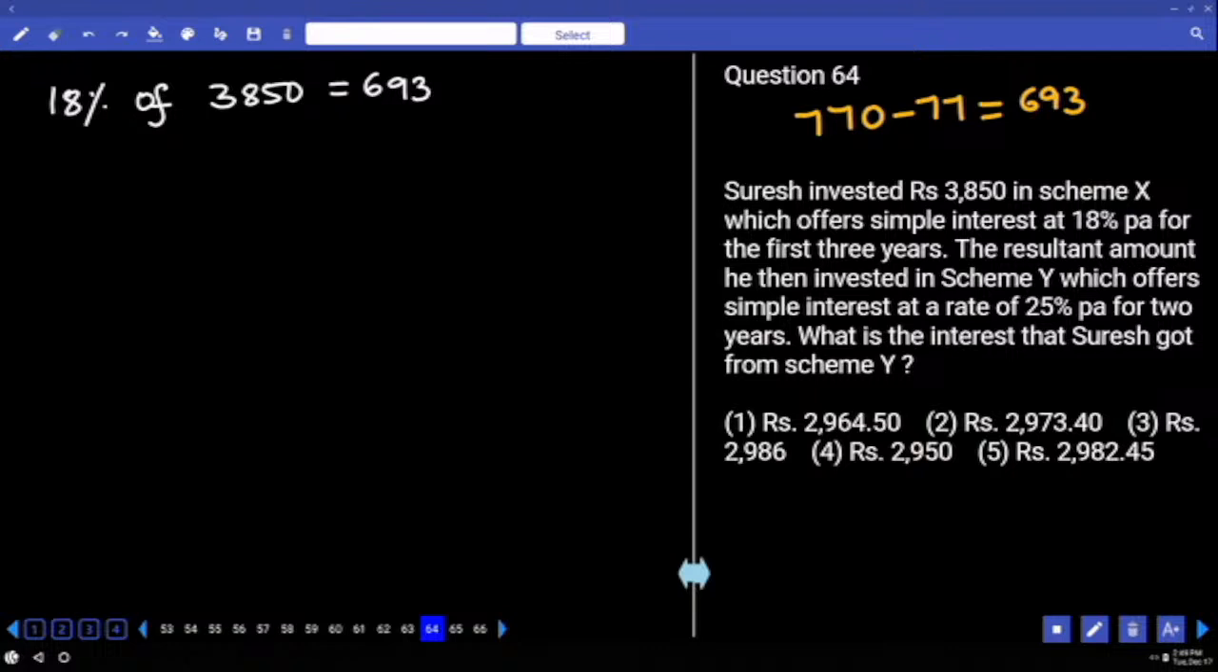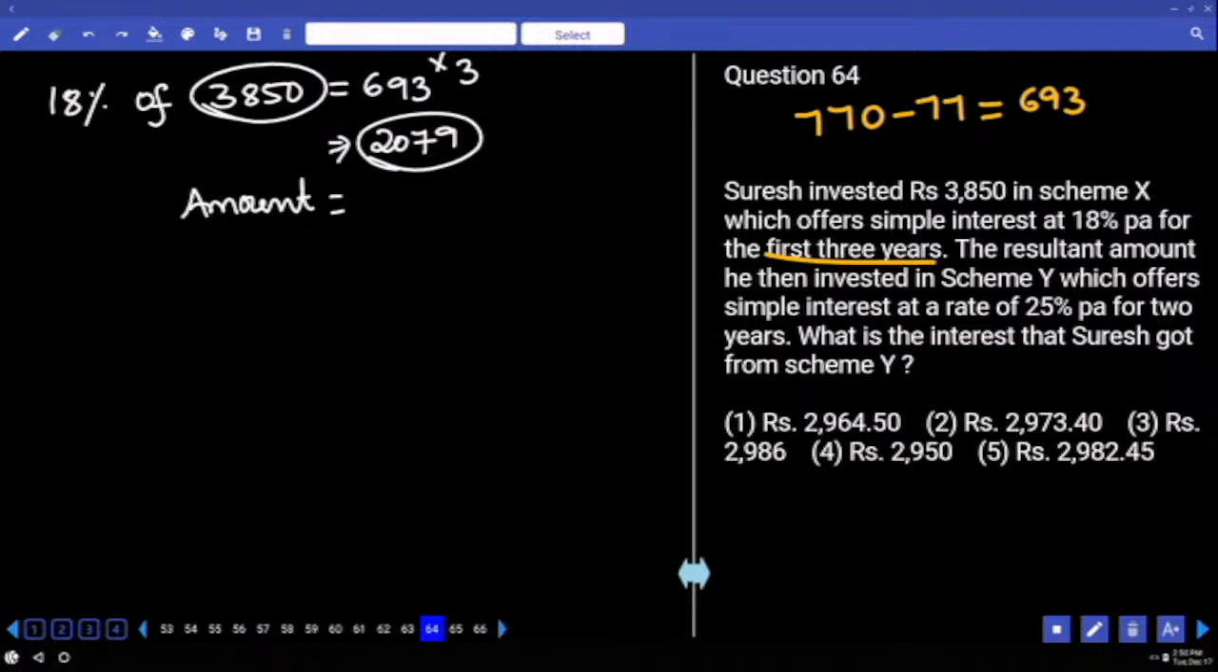But how many years did they say? So into 3. 3 3s are 9, 3 9s are 27. 2079 is the interest. Amount means principal plus interest or not? 3,850 plus 2079. 50 plus 79 means 129.